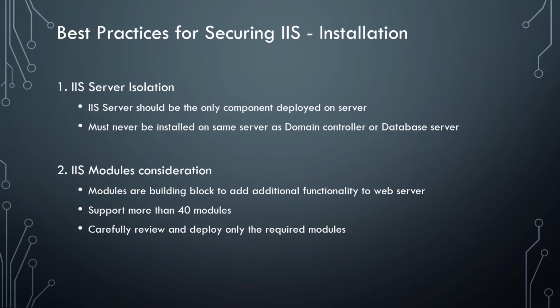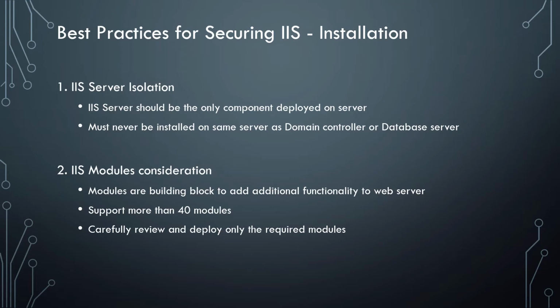Let's discuss security hardening best practices during the installation phase. First, IIS server isolation. It is important. The server hosting IIS should not have any other application services installed. Any exploit which compromises a web server can also compromise other applications hosted on the same server. In addition, special care must be taken to not host IIS on the same server as a domain controller or the database server.